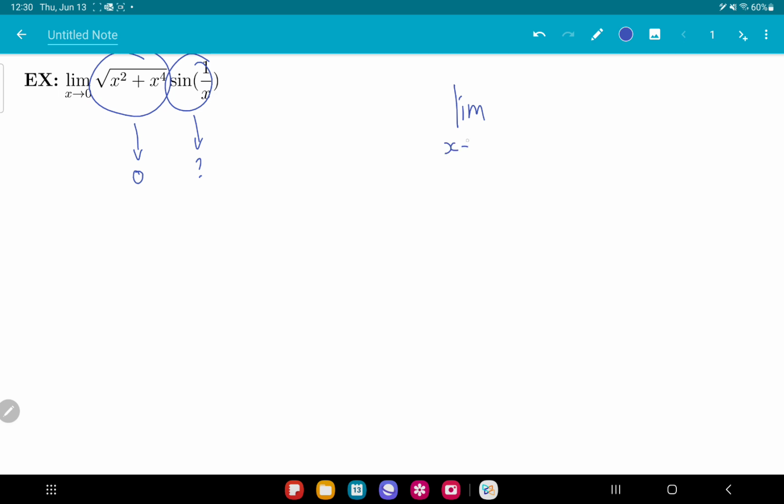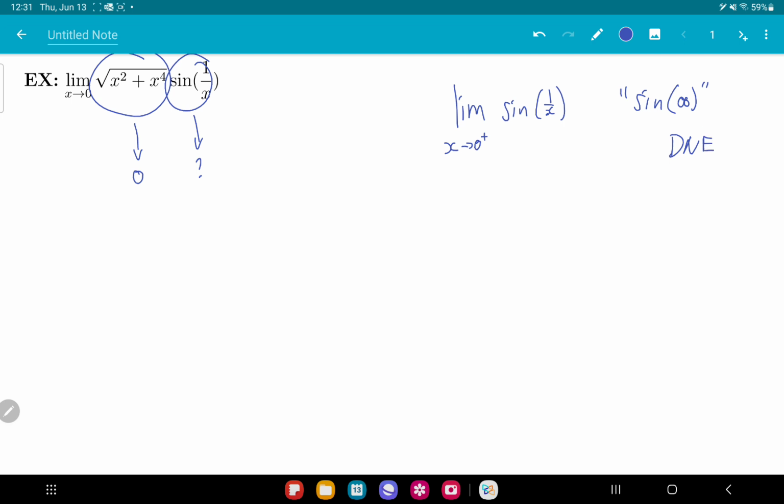So if x goes to 0 plus, let's just look at a one-sided limit here. What are we thinking about here? We are thinking about "sine of infinity." That's what we're thinking about. That's why I'm using the quotation marks. That does not exist.